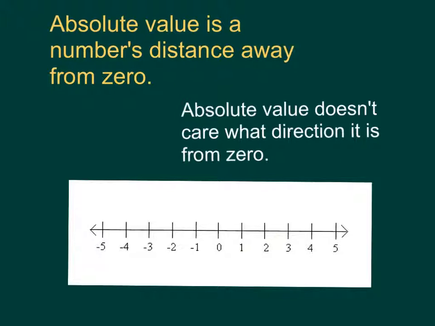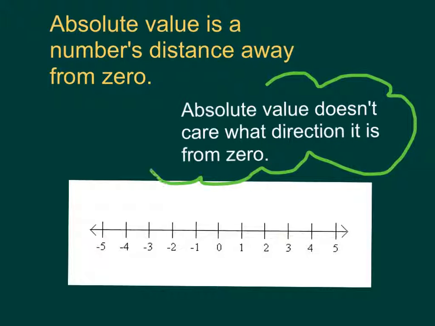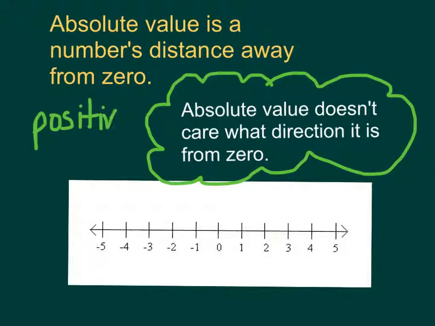Absolute value is a number's distance away from zero. And remember, most importantly, absolute value doesn't care what direction it is from zero. We always express absolute value as a positive number. Remember, absolute value is always going to be expressed as a positive number.